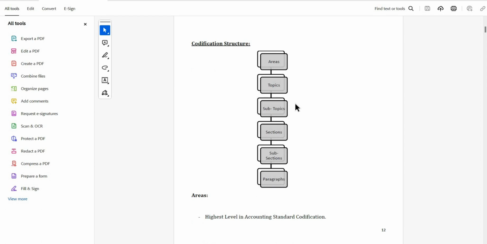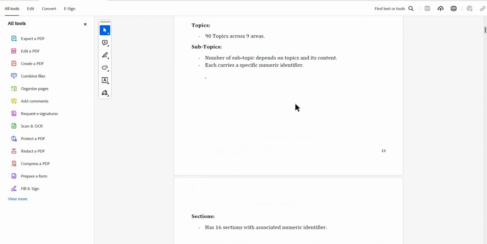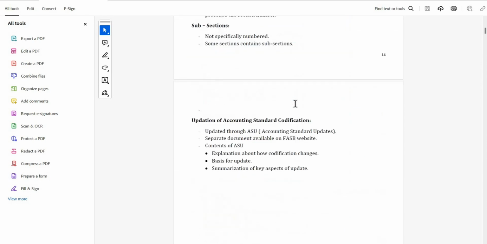First comes area, and under area there are topics. Under topics there are subtopics. Under subtopics there are sections, then subsections, then paragraphs. Then we went through all these things.